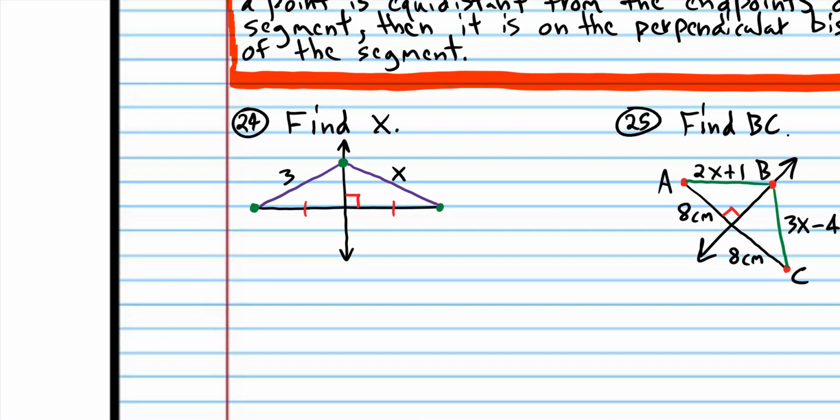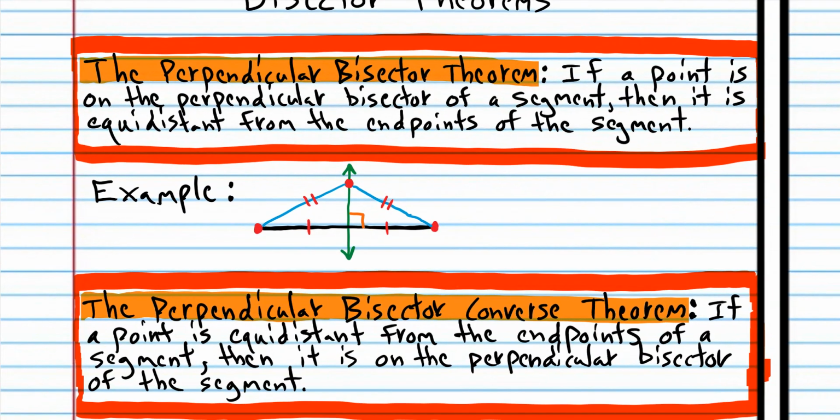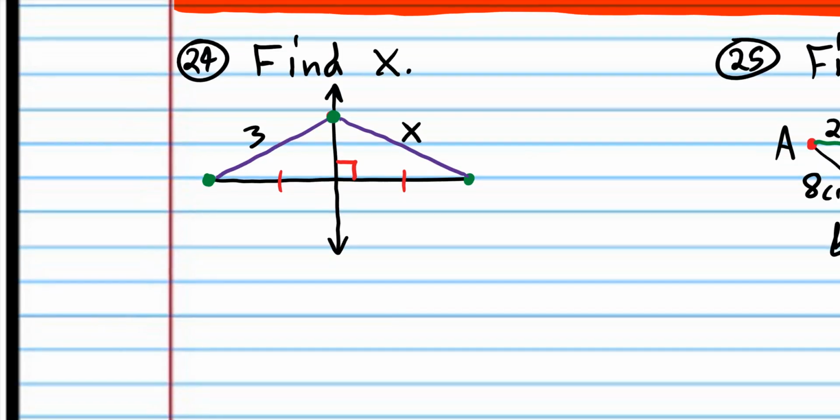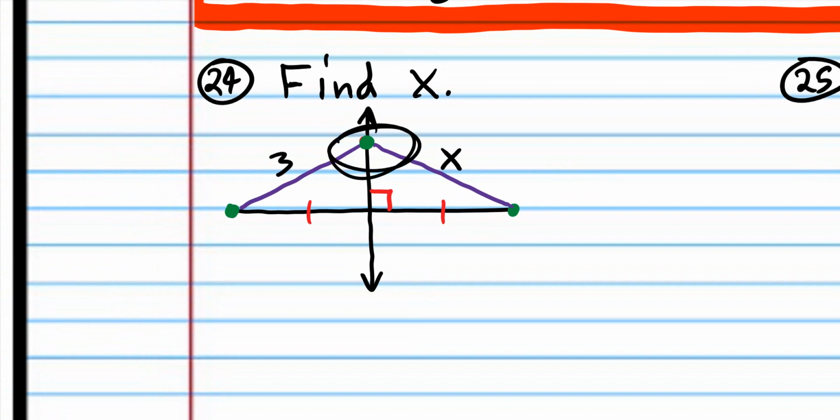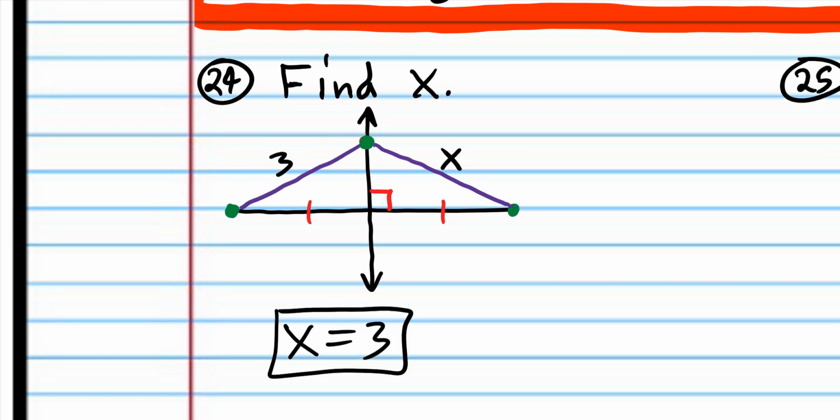So this point is on the perpendicular bisector. How do I know it's a perpendicular bisector? Because these lengths are equal and this is 90 degrees. So we know this point is on the perpendicular bisector, and by the way, if you didn't get screenshots, go ahead and get screenshots of these. If that point is on the perpendicular bisector, that means it's equidistant from the endpoints. So this length must be equal to this length. Very easy. So x must be 3. So these are really, really easy theorems.